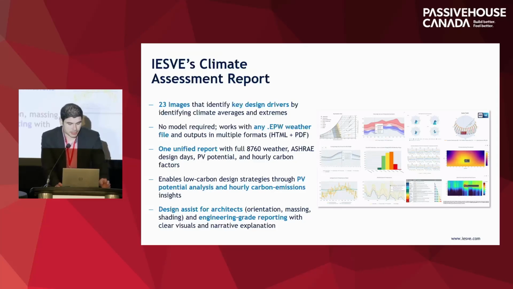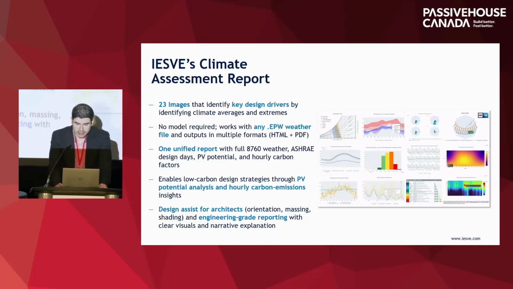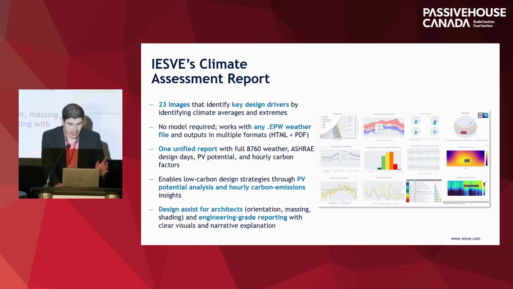This unified report contains a full 8760 weather data set alongside ASHRAE design days, PV potential, hourly carbon emissions data, and everything is in one place. It bridges the design assist and engineering grade reporting with clear visuals and narrative explanations that make the data accessible across the whole project team. You will get a report with 23 images, and each of them will identify key design drivers in the different climate averages and extremes.